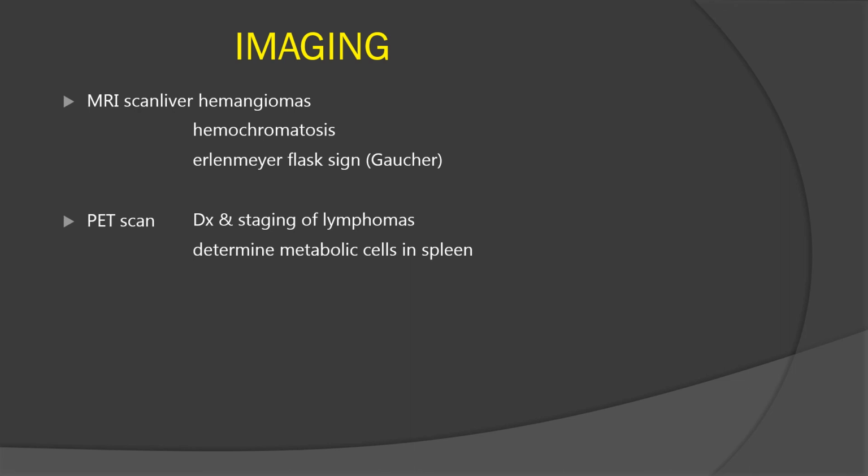MRI scan of the liver for hemangiomas, hemochromatosis, and Gaucher's Erlenmeyer flask sign. PET scan for diagnosing and staging of lymphomas to determine metabolically active cells in spleen.